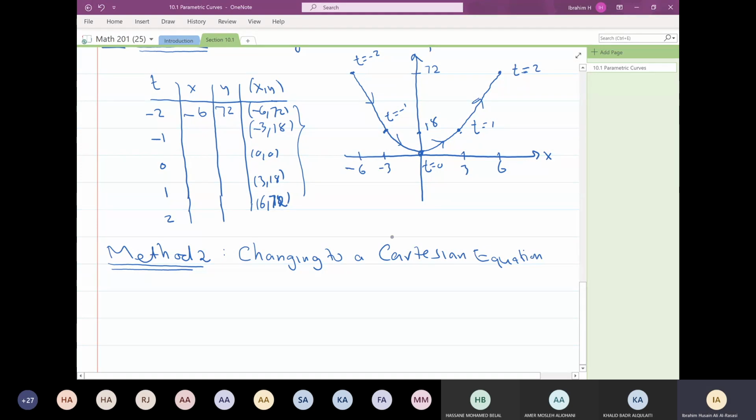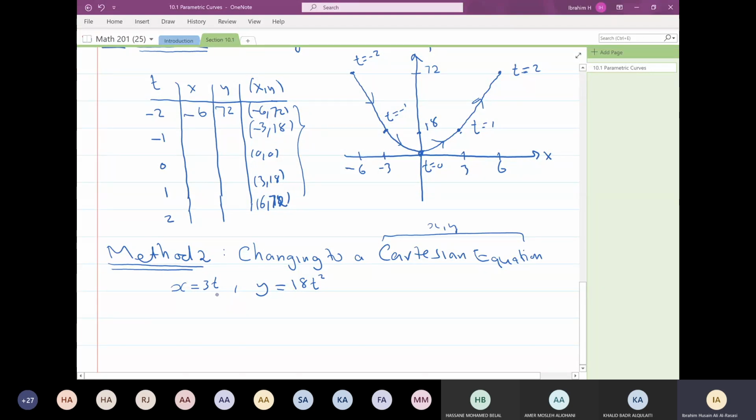What is a Cartesian equation? Equation in x and y. To the familiar types of equations that we are familiar with, that we dealt with in orientation and freshman. So here you have x equals 3t, and y equals 18t squared. These are the parametric equations. You have to change them to a Cartesian equation, to an equation in x and y.